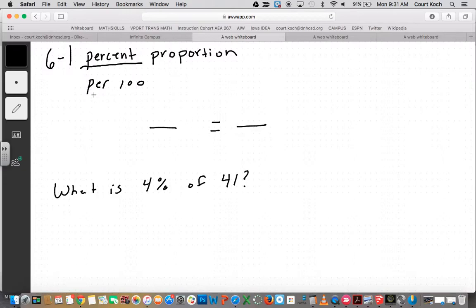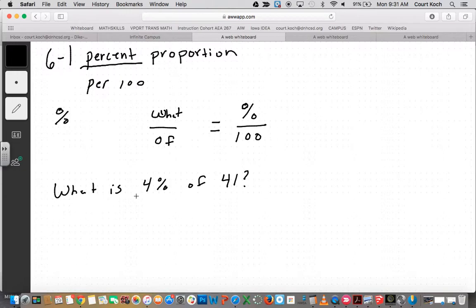Since we think of percents as per 100, like Mr. Coop was talking about, we always know that 100 is going to go in the bottom right, and anything associated with a percent is going to go up here. Whenever you see a percent, that goes up here. Of is a word that's going to go in the bottom left, and our what would always go right up here. That's one way to think of it.